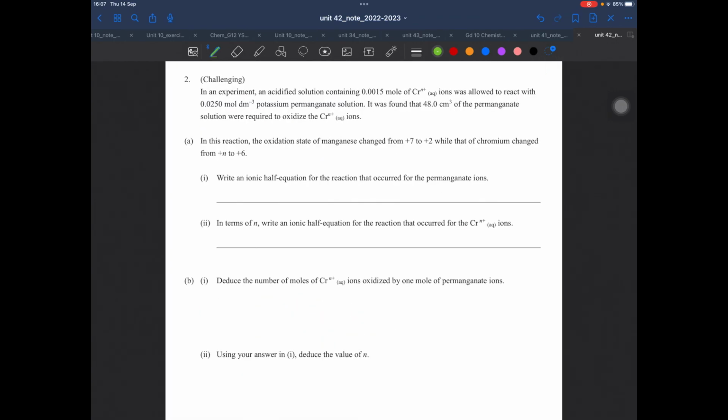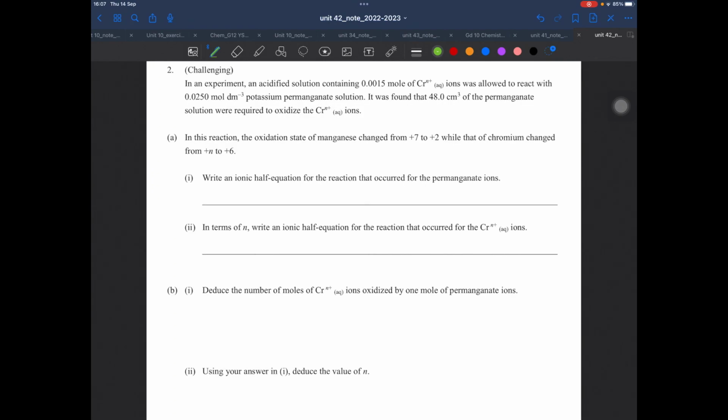Some of you mentioned you want me to discuss this with you. Okay, question 2. This is a wonderful question, so please complete it before listening to my explanation. We have this number of moles of chromium ion, but I have no idea what n is. And we have this amount of permanganate ion. It was found that 48 cm³ of permanganate solution is needed to oxidize this amount.